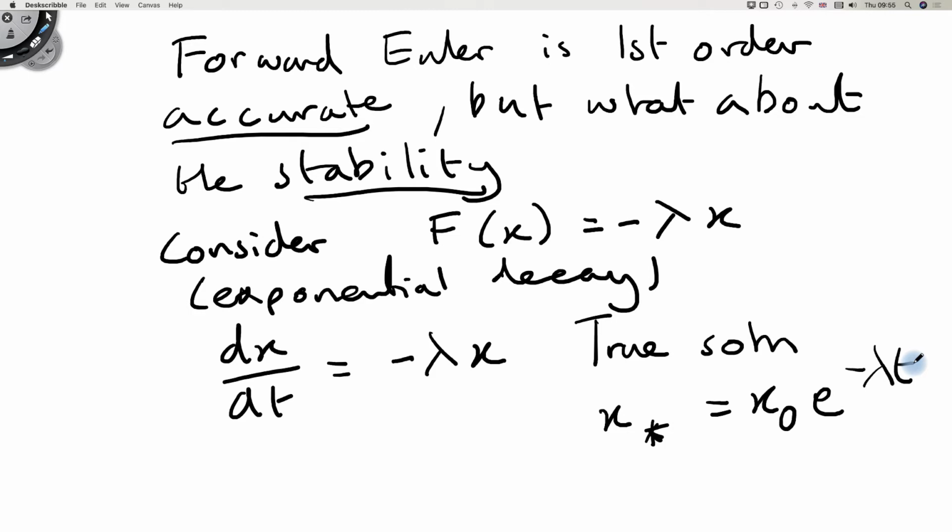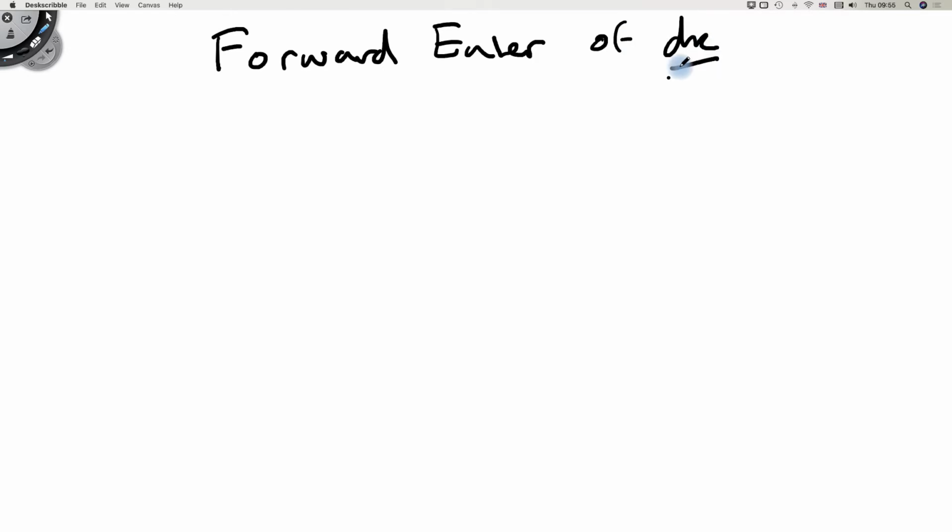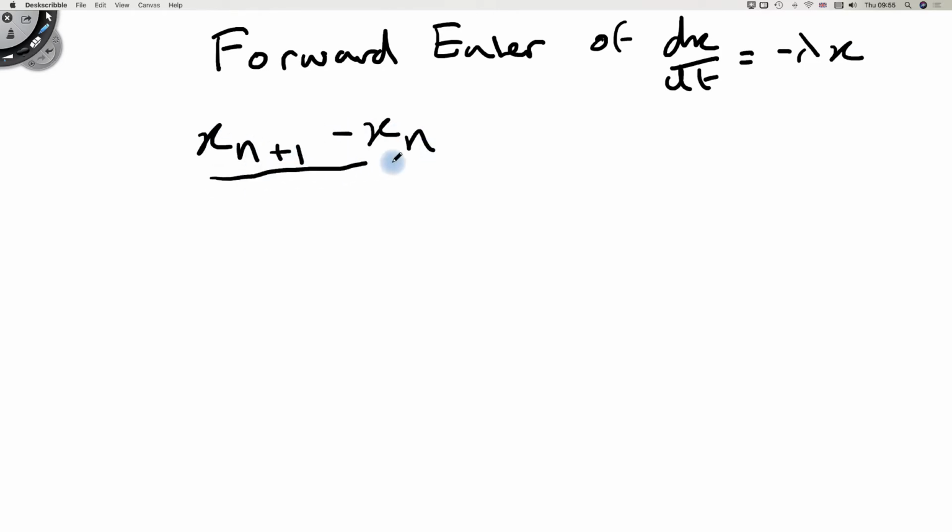That's the true solution that we've covered before. Now, if we do the forward Euler solution of dx by dt equals minus lambda x, we then have the left hand side becomes xn plus 1 minus xn. You don't need to put the order in anymore because we've talked about the accuracy. And then we have minus lambda, quite importantly, times xn.